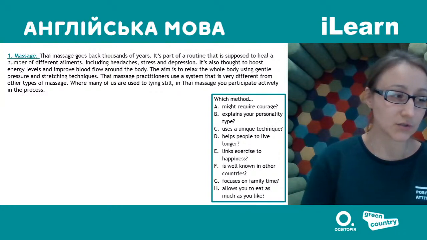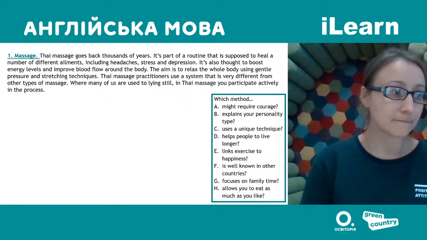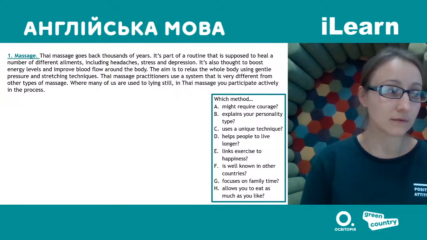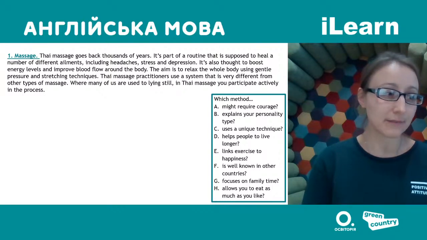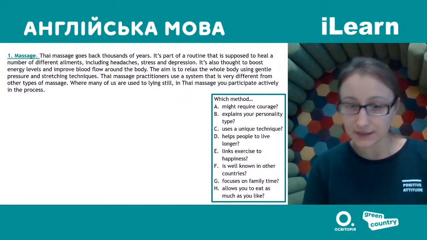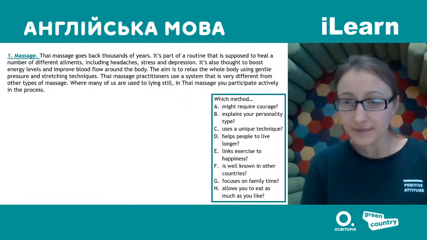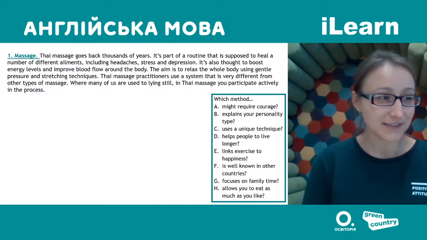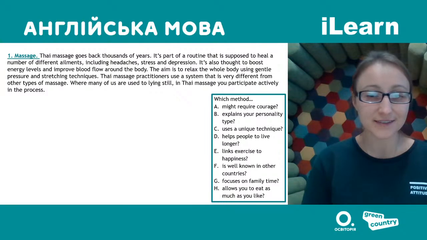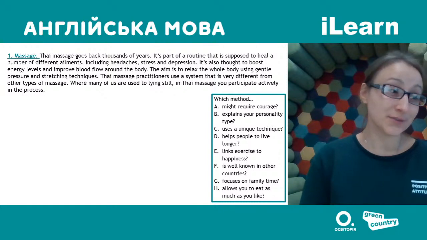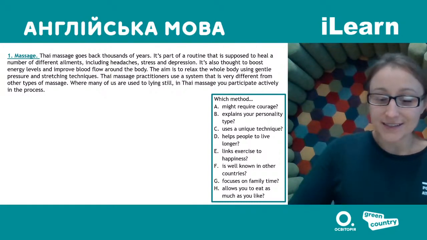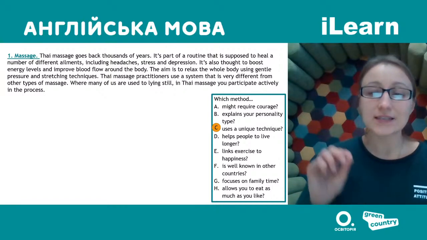Give me correct answers to the chat. So, what this method is about. I see the answers. So C, F. I see the correct answer already. Very good, guys. Насправді дуже швидко і дуже молодці. I hope you will do, I'm sure you will do the same in your exam. So yes, the correct answer is C, uses a unique technique.